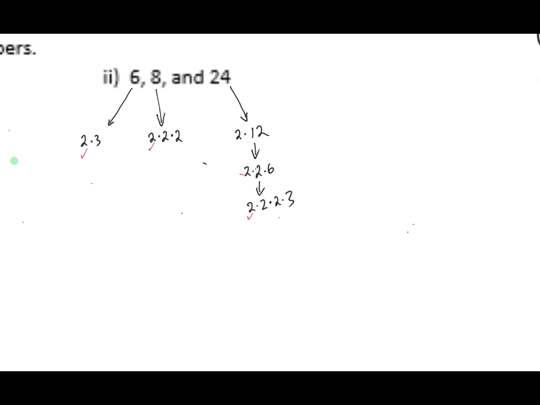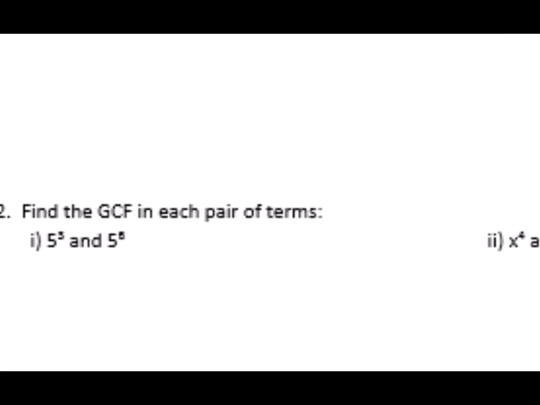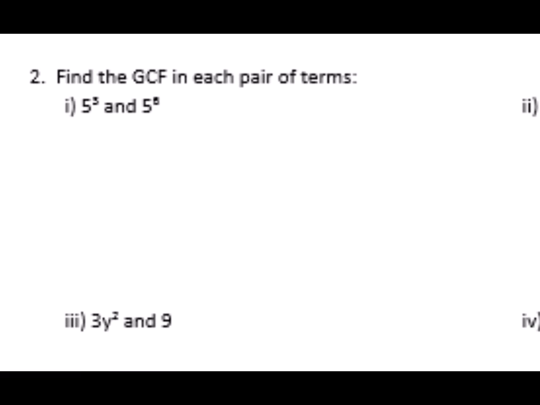And that's it. In this case, my GCF of 6, 8, and 24 is just 2. And we're done. Now, if you haven't noticed it yet, we have some rather interesting things we can do with prime factorizations. Now, let's take a look at the GCF of things that have the same base raised to different exponents.